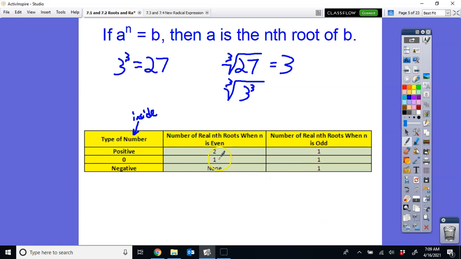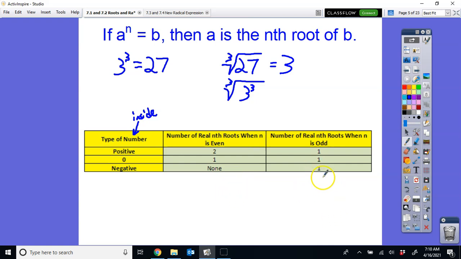If the number on the inside is 0, then you'll have 1 answer. The square root of 0 is 0. The cube root of 0 is 0. The fourth root of 0 is 0. So you only have 1 answer. But if you have a negative number on the inside of an even root, you're not going to have any real answers. Remember, this is where our imaginary roots came from with square roots. The good news is with cube roots and fourth roots and fifth roots and sixth roots, I'm not going to ask you to find the imaginary numbers for those.